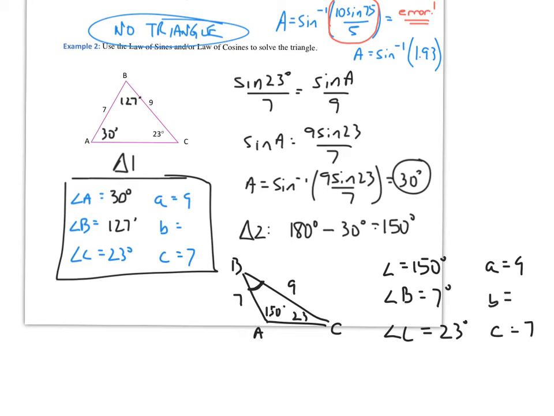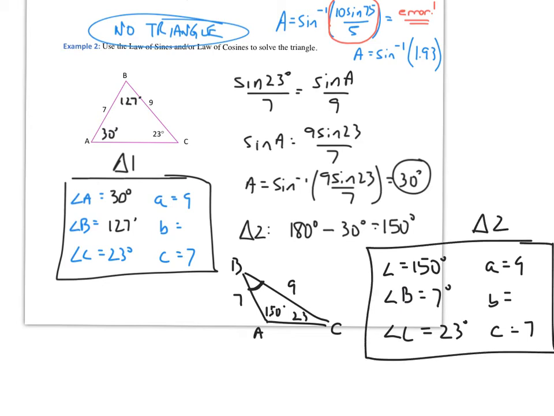In both of our cases, we have to solve for B. How do you want to do that? Law of sines. Coming back to the first one, I am going to do sine of 127 over B, because that's the angle opposite B. And I always want to go back to my original, so I'm going to do sine of 23 over 7, because that's what was given to me. I don't want to use the 30 because the 30 was rounded. I cross multiply and solve, and I'm able to get B.